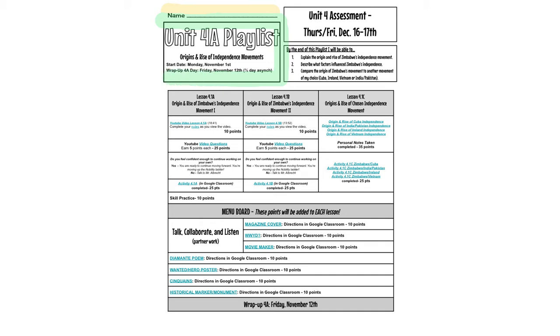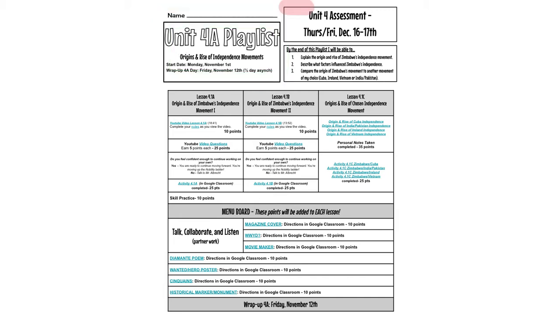So this little box that I'm outlining in green says Unit 4A playlist. It gives you a title, Origins and Rise of Independence Movements. That's this particular playlist. Then it tells you what date you will start it, which is November 1st in this example. And then it tells you what day this playlist should be completed, and on this one it's Friday, November 12th. So all of the stuff on this particular sheet should be completed by that date.